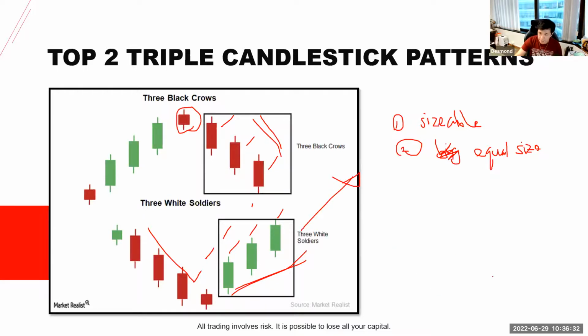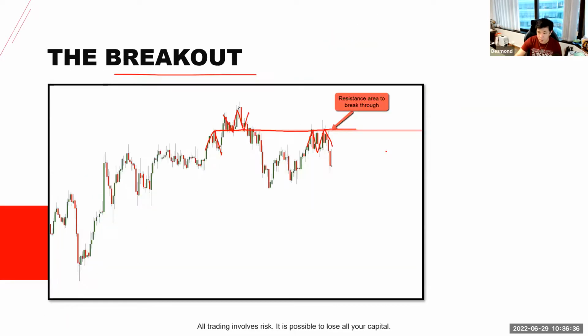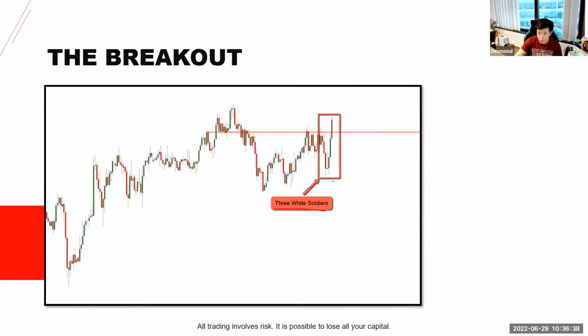At the same time, in our example over here, you can see that 3 white soldiers can happen, and it can also lead to the 3 white soldiers breaking a resistance level. And it gives you a much higher chance that price might work out quite nicely in your favor. It might continue to rise quite nicely in the direction that the 3 white soldiers are marching.